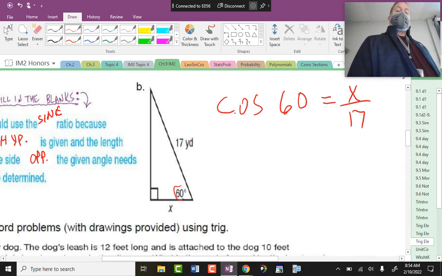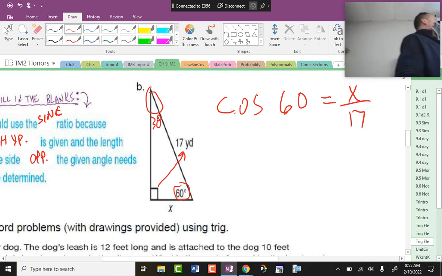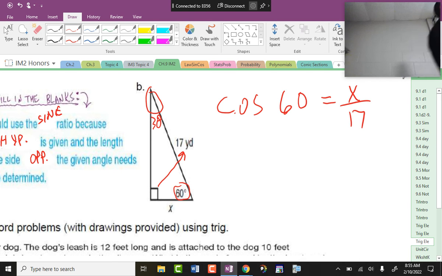This is 60. So what does this angle measure right here, everybody? 30. This is the hypotenuse. So what should he get when he does the cosine of 60 equals x over 17? What should he get as an answer for x? Anyway, in 3 seconds. 3, 2, 1, go. Oh, nothing. What happened? All right.